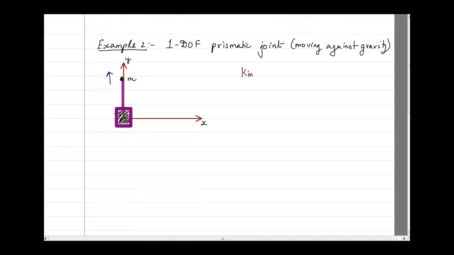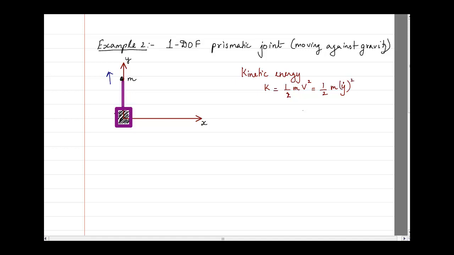Okay, so first things first, I want to find what is the kinetic energy. So I will write kinetic energy K is half mv square. Now what is the velocity here? Velocity is basically given by the position. Position is y. So the velocity is going to be half m, and velocity is going to be y dot, y dot square.